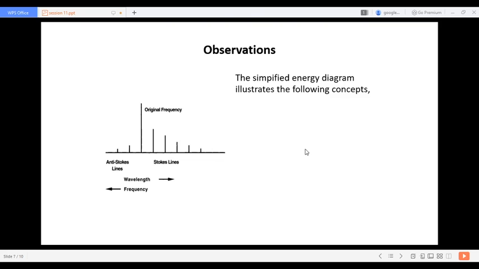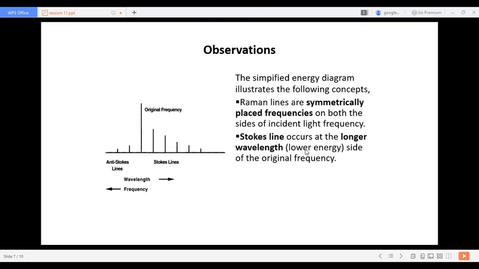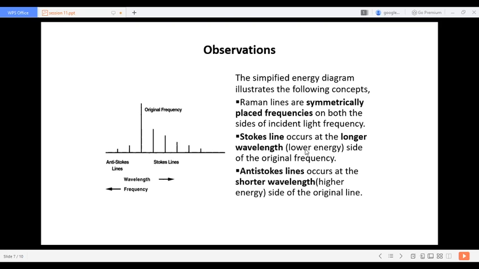Let us discuss the observations made in the Raman experiment in detail. The simplified energy diagram in the figure illustrates the following concepts. Raman lines are symmetrically placed frequencies on both sides of the incident light frequency. Stokes lines occur on the longer wavelength side of the original frequency. The longer wavelength side is the lower energy side. Anti-Stokes lines occur on the shorter wavelength or higher energy side of the original line.